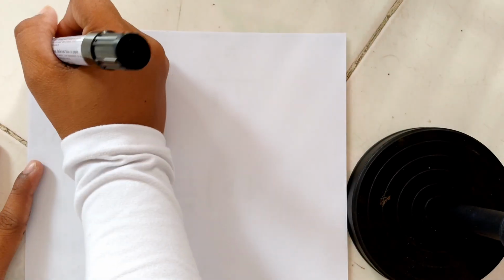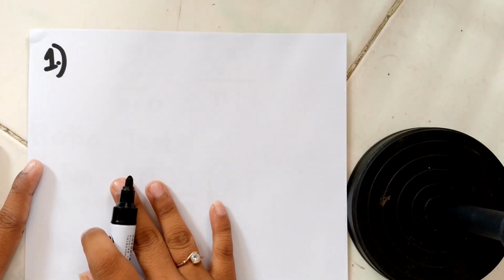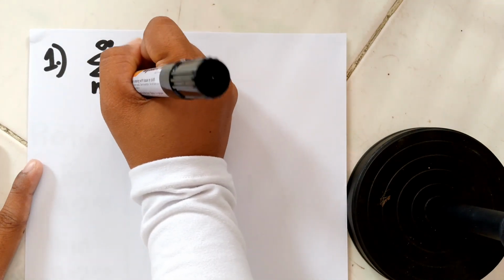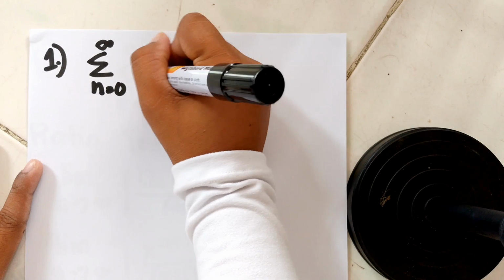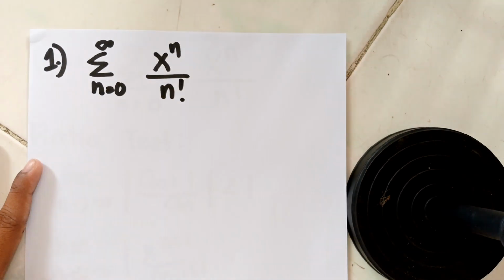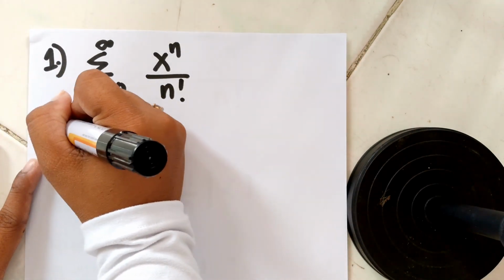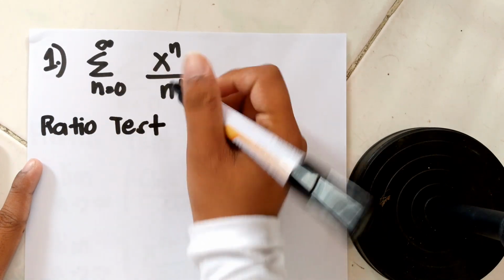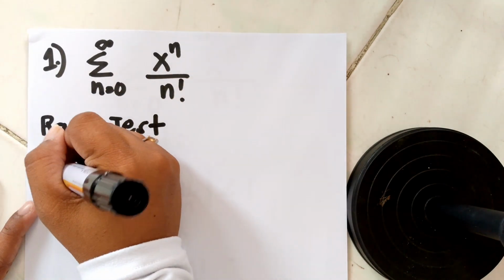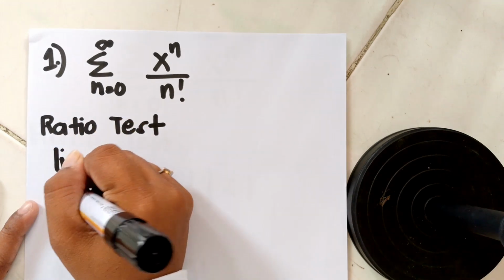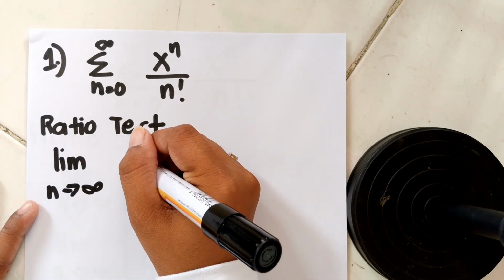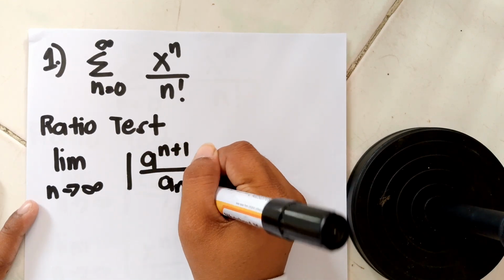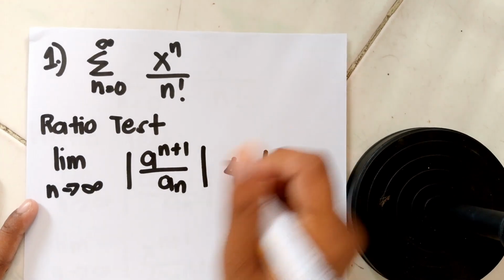Let's have an example. For example number 1, the series of x raised to n over n factorial. First, we will be using the ratio test. Let's substitute the values using the formula: the limit of the absolute value of a sub n plus 1 over a sub n is less than 1.